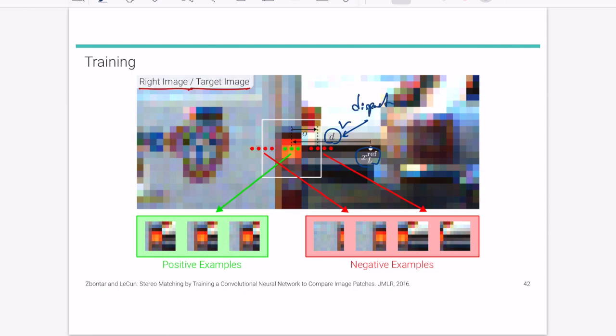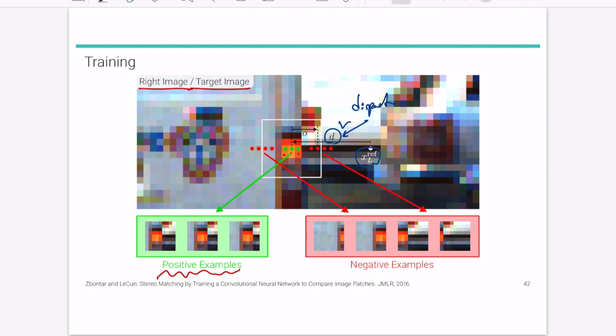Then the positive sample should be located at this pixel, or this pixel, or this pixel. When you enlarge each corresponding pixel, they are similar but slightly different. So we can say these three kinds of patches are positive examples.